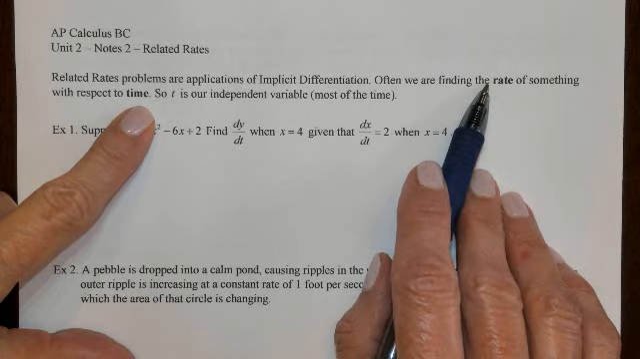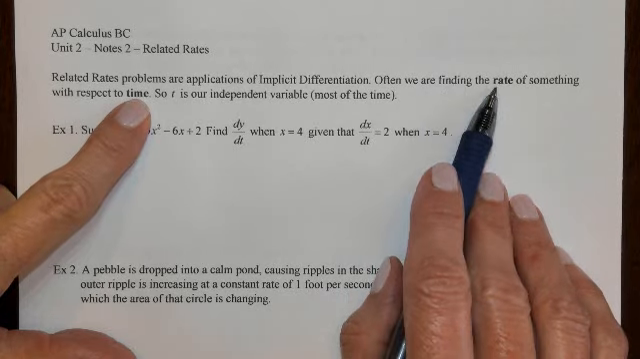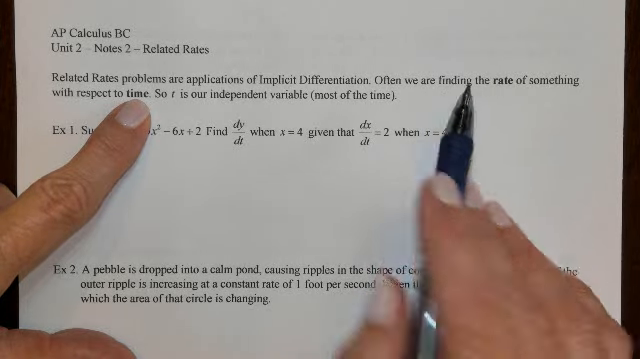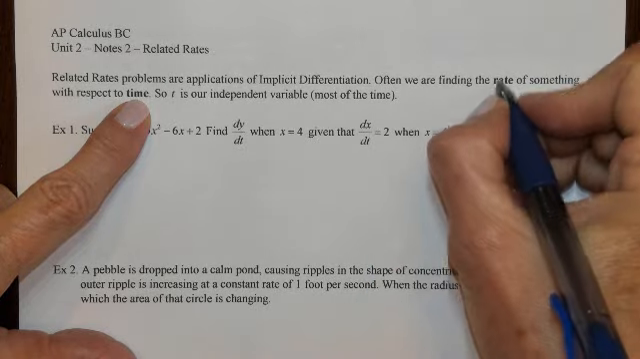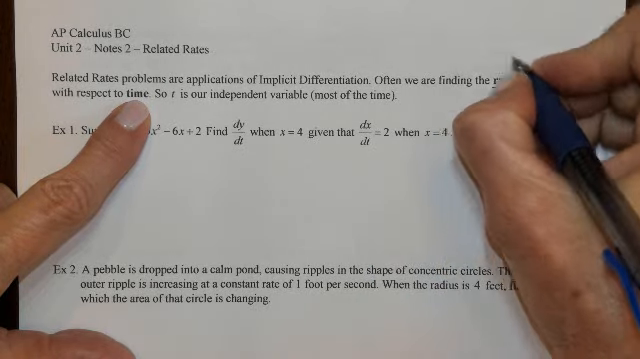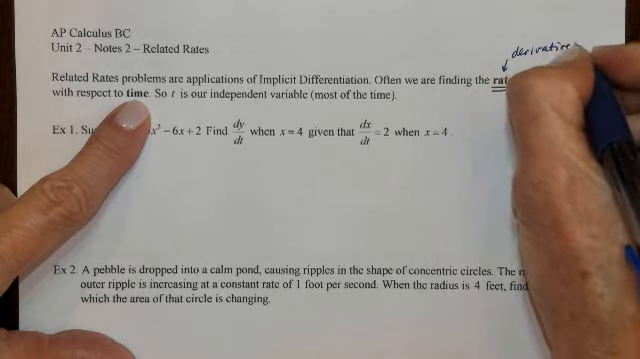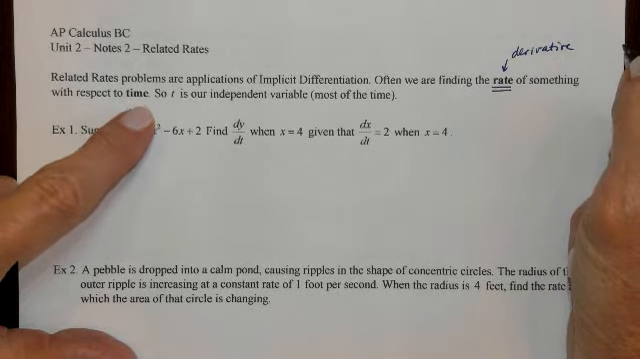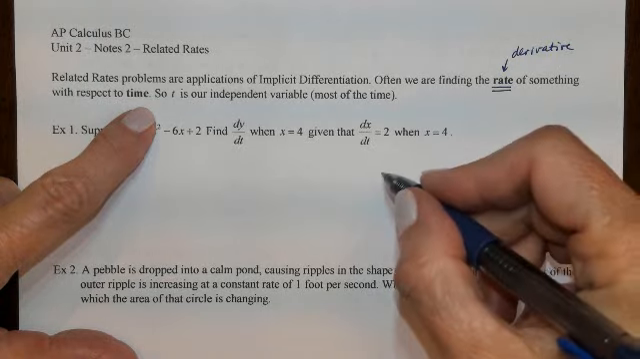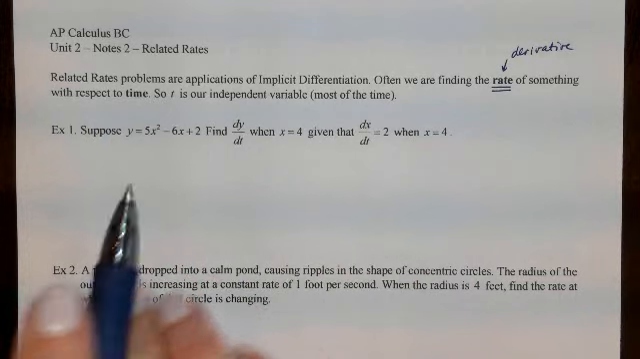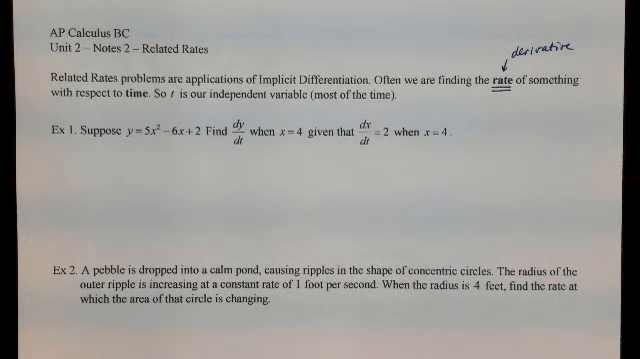Because derivative is the instantaneous rate of change. So when you're finding the rate of something with respect to time, most of these you're finding the instantaneous rate, so that would be the derivative. So again, when you see this, think derivative, okay? All right, and in these application problems, a lot of times our independent variable is time, so it's going to be with respect to time. All right, let's go ahead and dive in.